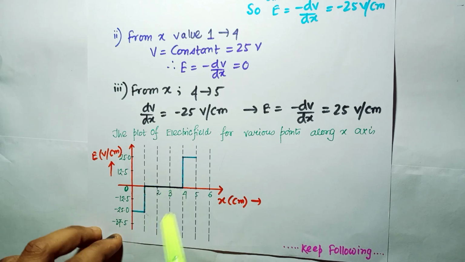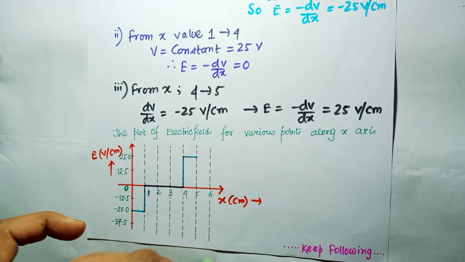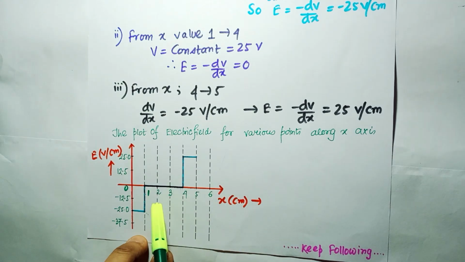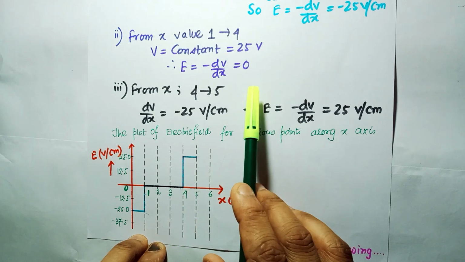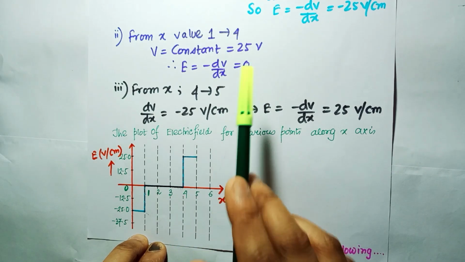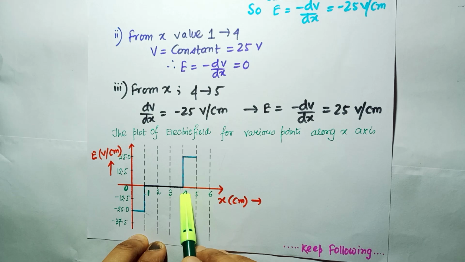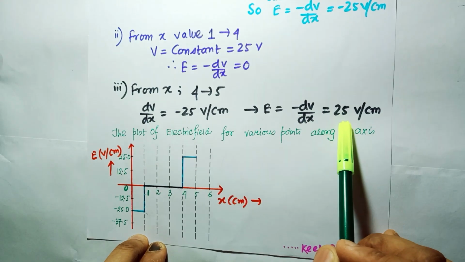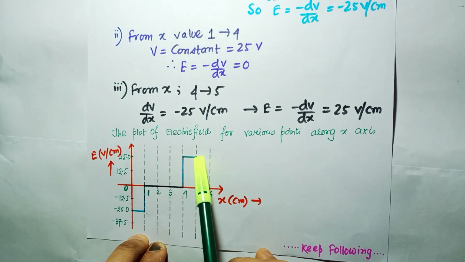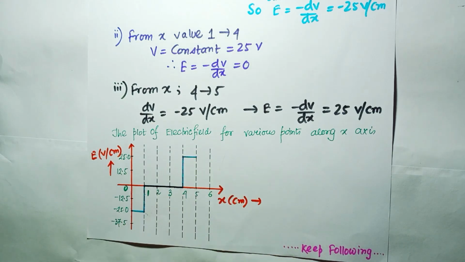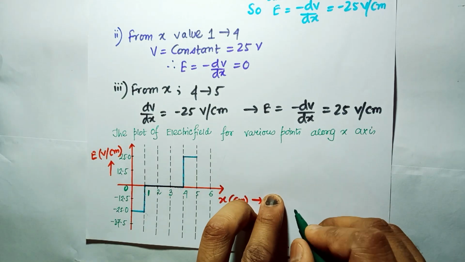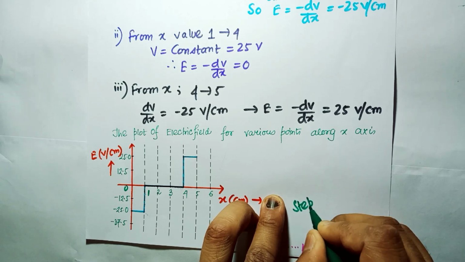When x varies from 1 to 4, the electric field is constant and it is 0, because E is equal to minus dV/dx is equal to 0. So it has a 0 value electric field. Again in between 4 to 5, the electric field has a value of 25 volt per centimeter. So here it is 25. So this is called a step function.